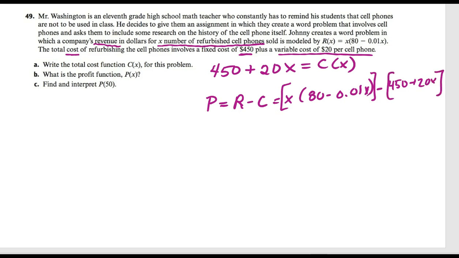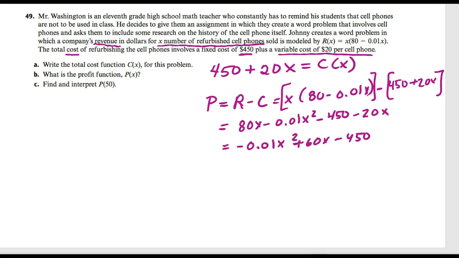Notice I'm very careful to put them in parentheses whenever I'm using a subtraction, because I'm going to have to distribute that minus. So I'm subtracting the 2 functions. Okay. Now when I do this, be very careful. Look for like terms. I can see there's an 80x and a minus 20x. So I combined those and got 60x. So our profit function will be this.